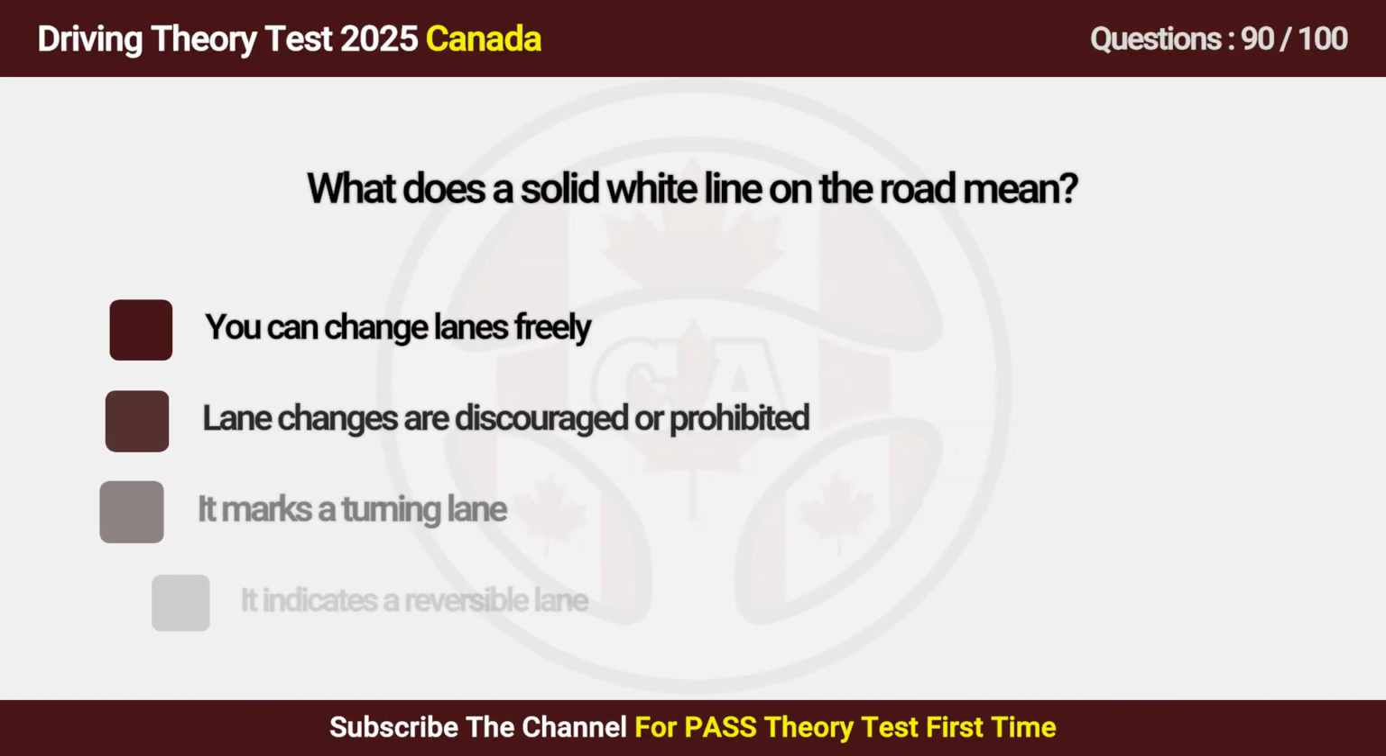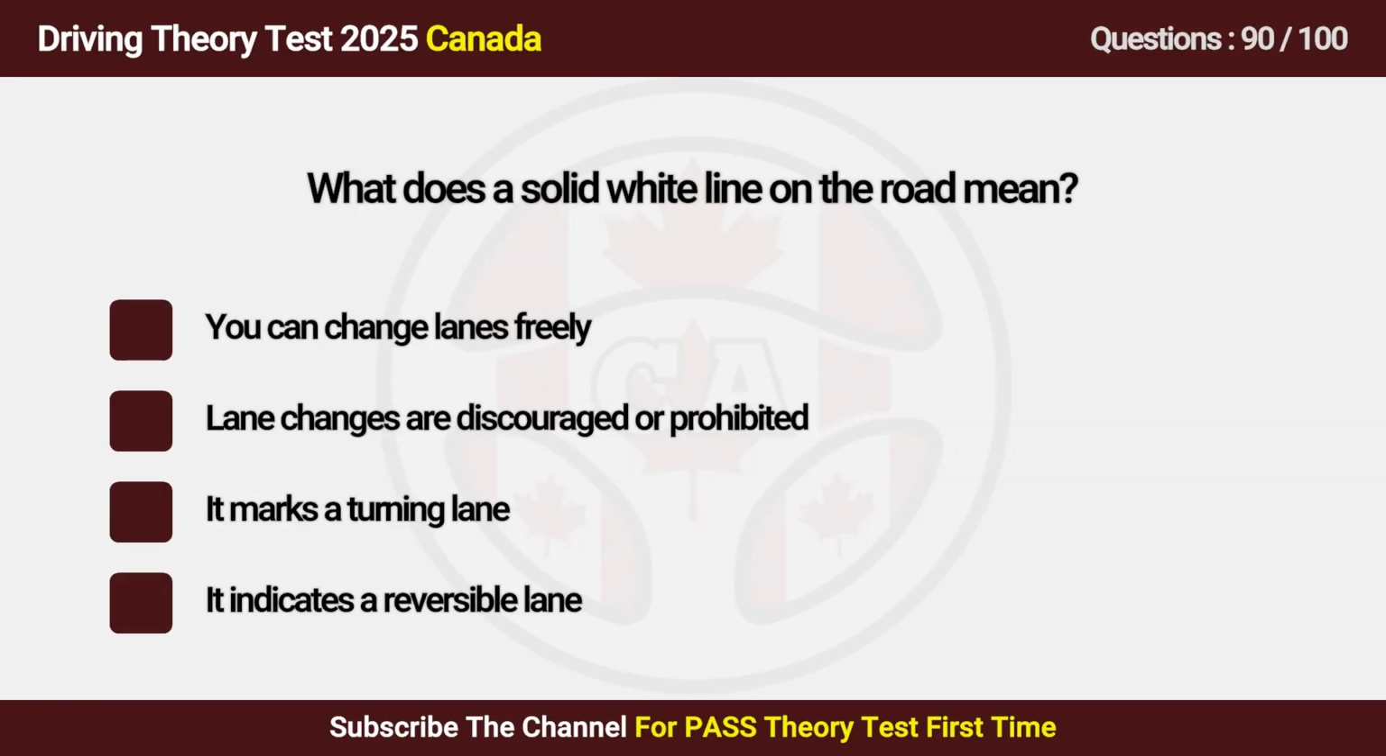Question 90. What does a solid white line on the road mean? A. You can change lanes freely. B. Lane changes are discouraged or prohibited. C. It marks a turning lane. D. It indicates a reversible lane.